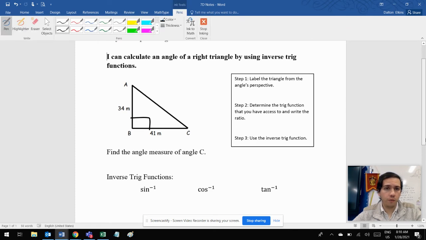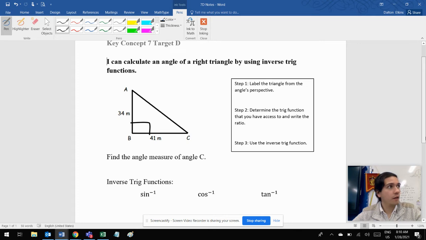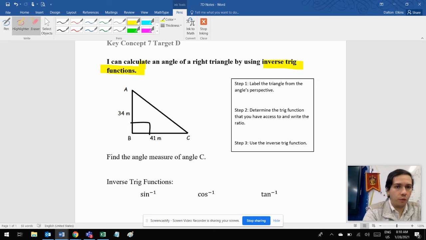We're going to get started into Key Concept 7, Target D. And your objective for today is I can calculate an angle of a right triangle by using inverse trig functions. So we talked about our trig functions through SOHCAHTOA, right? Sine, cosine, tangent, and the different ratios that we have there. We use those to set up different divisions for different fractions of parts of the triangle.